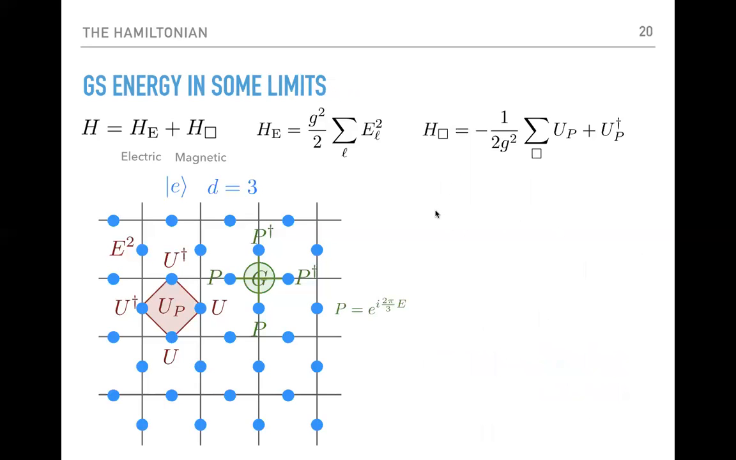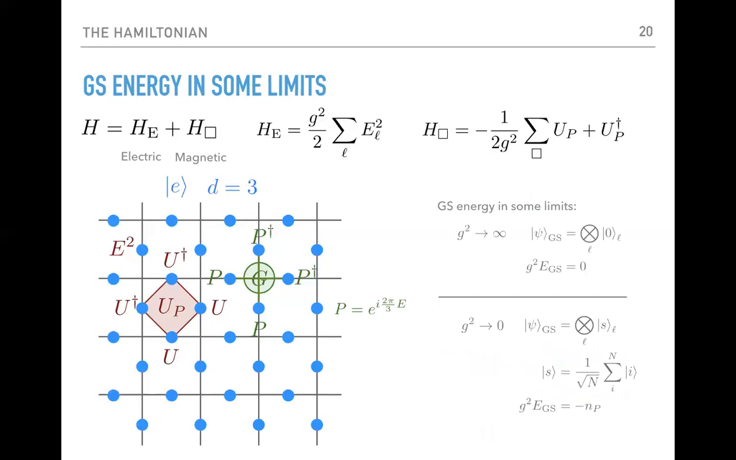So the ground state energy in some limits would be such that when we send G square to infinity, this is the term that will dominate and will bring all the links into the 0 state, and we will have 0 energy. In the other regime where G square is close to 0, this is the term that will dominate, and we will have an energy of minus the number of plaquettes. Just to have an idea of in which range the energy should move.